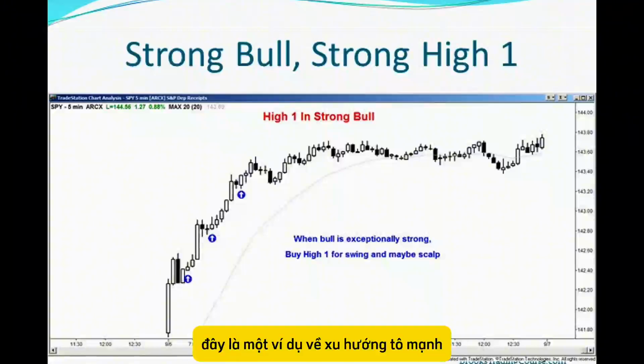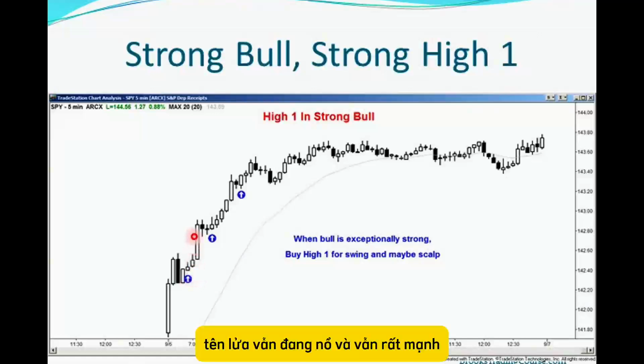Here's an example of a strong bull trend and a strong high 1 buy setup. This is the example I showed a few minutes ago. Extremely strong bull breakout. Here's a high 1 buy. I would not be quick to take profits. I would assume that this is going to run, so I would swing most of that.